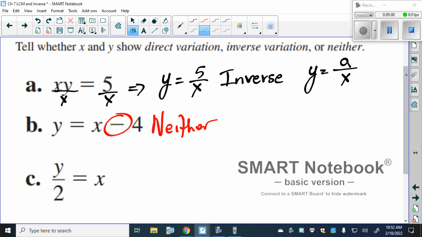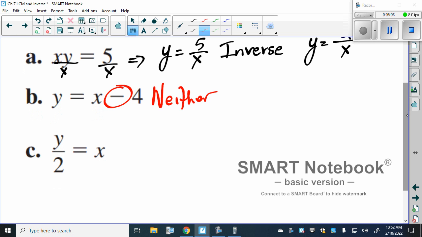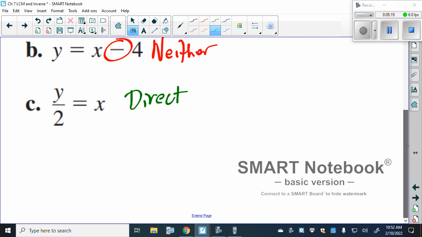Any questions on A or B? What about C? What would it be? It would be direct. It'd be our direct variation. Now, the different ways we can look at this is, one, we can really consider this as 1/2 times y is equal to x. Because A is, again, just a constant term.